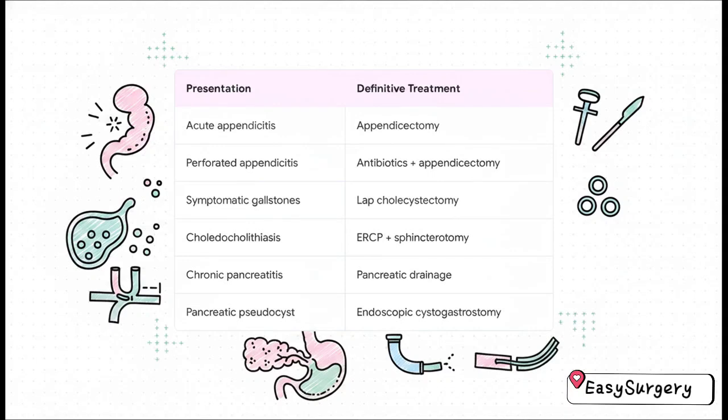If a stone is lodged in the common bile duct, choledocholithiasis, you need to go in with an ERCP and sphincterotomy. For the pancreas, chronic pancreatitis with an obstruction needs a drainage procedure, but if you have a symptomatic pancreatic pseudocyst that's been hanging around for more than 6 weeks, that calls for an endoscopic cystogastrostomy.